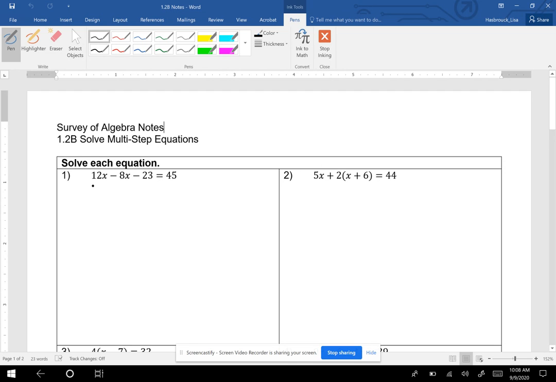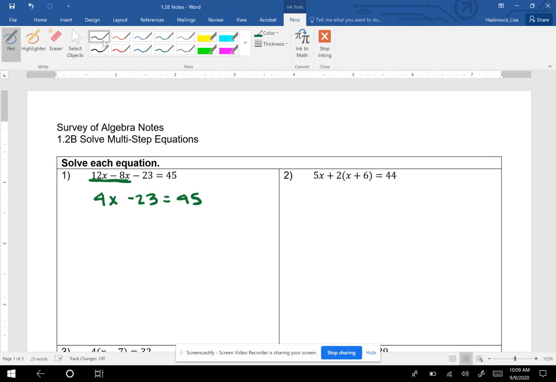For this first problem we have 12x minus 8x minus 23 equals 45. Notice we have like terms. We have a 12x minus an 8x. We do want to combine those to get 4x minus 23 equals 45.